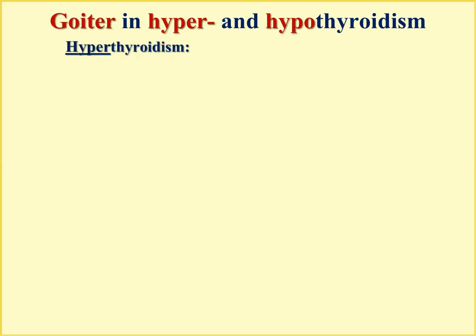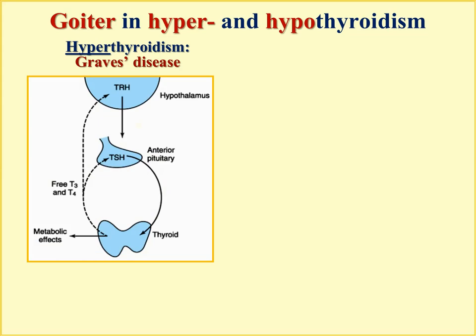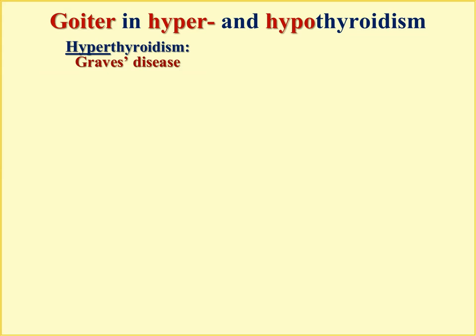Let's observe. First, hyperthyroidism. There exist a few types of hyperthyroidism, but the most widespread is the one named Graves' disease. Graves' disease is an autoimmune type of pathology. And this autoimmune disease is accompanied by production of pathological antibodies against the body's own receptors for TSH. So the follicular cells have receptors on their surface, receptors for TSH.